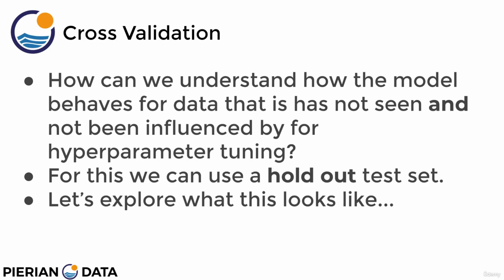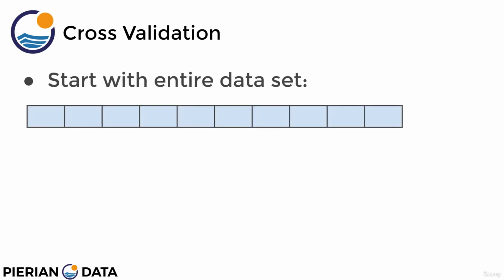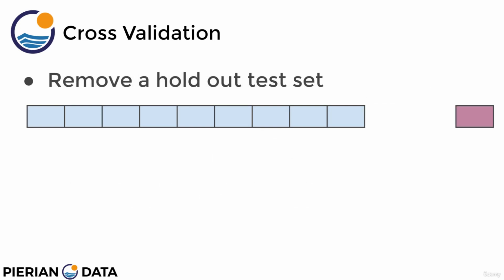And keep in mind, this is where the semantics can get slightly confusing because we're expanding beyond just a train test split. Instead, we will have a train, validation, and then a final holdout test set. So let's explore what this actually looks like. So what you can do is you start off with the entire data set. And then what you're going to do is remove a portion of that, and you're going to call it your test set, or more specifically, your holdout test set. And this is a set of data that the model will never see and also never be adjusted to.